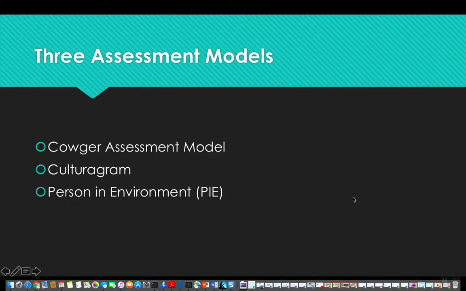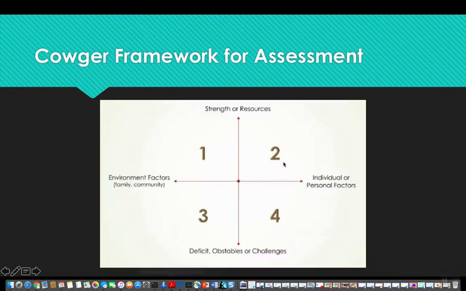Now let's focus on three different assessment models or tools. One of them is Coucher's assessment model. The other one is the Culturogram, and the third one is Person and Environment, or PIE. Coucher developed a framework in 1994 for assessment.